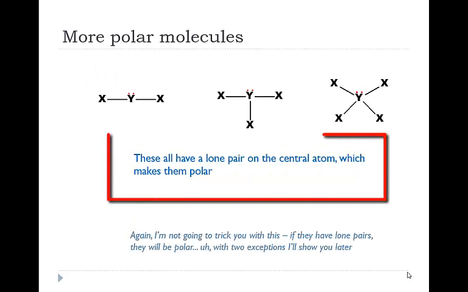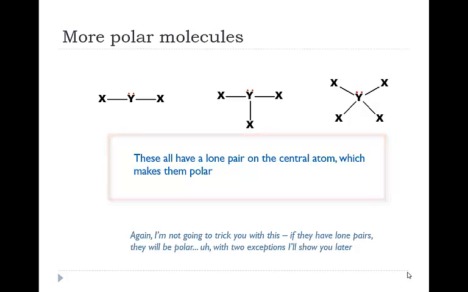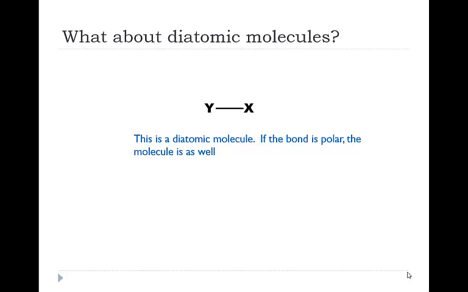Anything which has a lone pair on the central atom, consider it as polar. Again, I'm not going to trick you with this. If they have lone pairs, they will be polar. However, there are 2 exceptions, which I'll show you later.